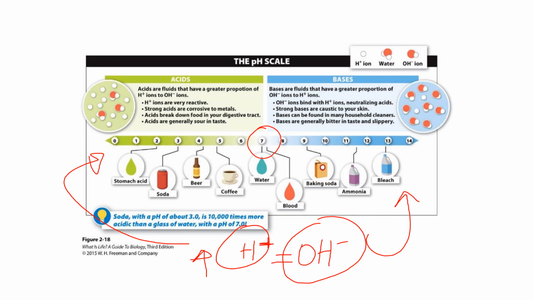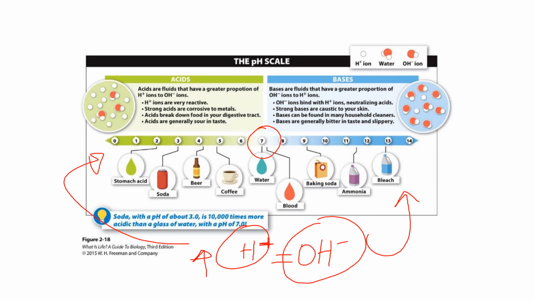What are examples of neutral solutions? For example, water, but not tap water, because tap water could actually be slightly acidic. Blood. Blood is a neutral solution. The pH of your blood is around 7.4, 7.5. It's pretty important for your blood to stay neutral.